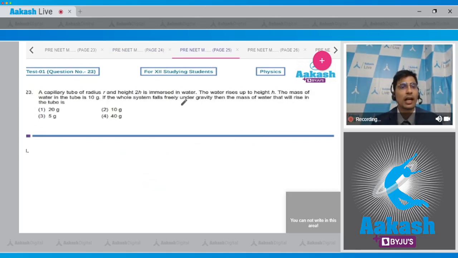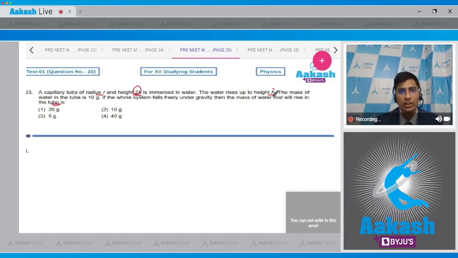In question 23, a capillary tube of radius R and height 2h is immersed in water. The water rises up to a height h. The mass of the water in the tube is 10 g. If the whole system falls freely under gravity, then the mass of the water that will rise in the tube is. Now, dear students, as the whole system falls freely, the capillary rise in the capillary tube will be up to the maximum height possible. And in this case, the capillary tube will experience a capillary rise equal to 2h.